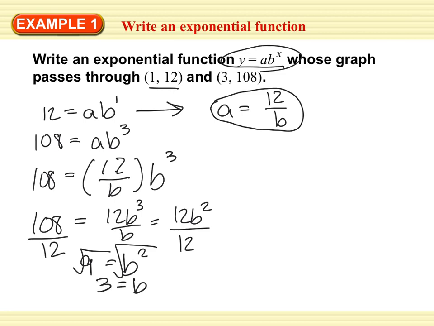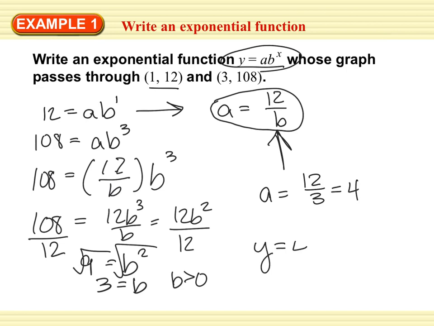b equals 3, right? That's pretty cool. It actually equals plus or minus 3, but we're going for the positive one because b has to be greater than 0. So we're going to go back up here and say, all right, we know b is 3. Now we know a is 4, so we're done. y equals 4, which is a, times 3, which is b, to the x. Nice work.